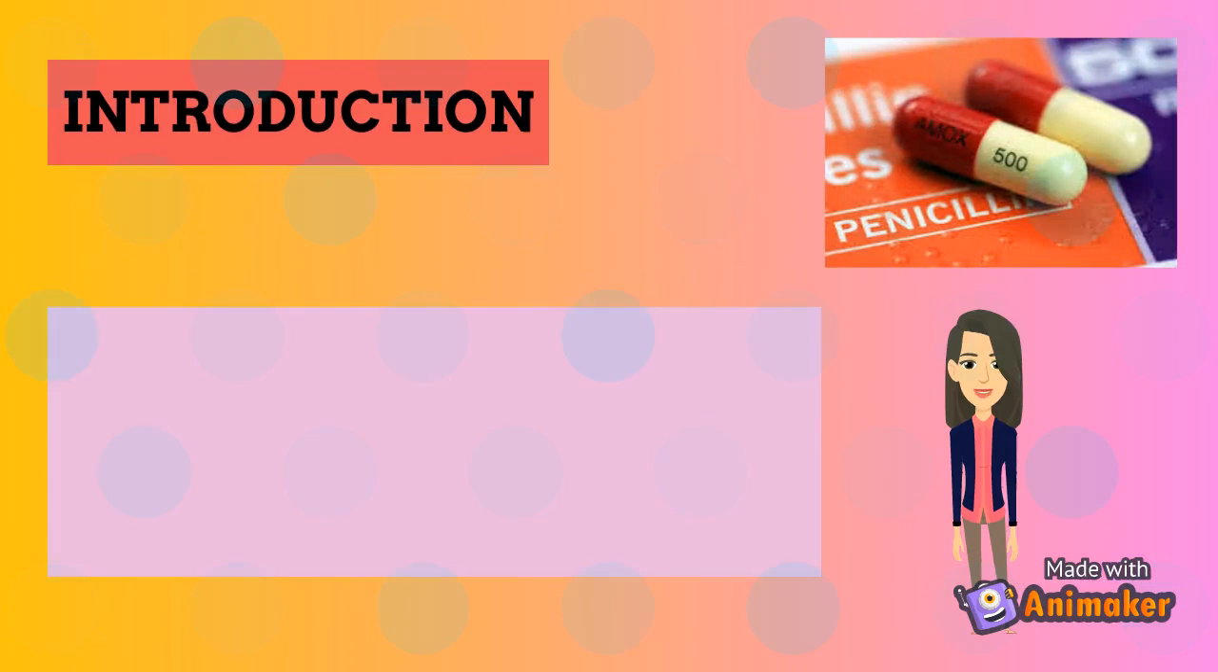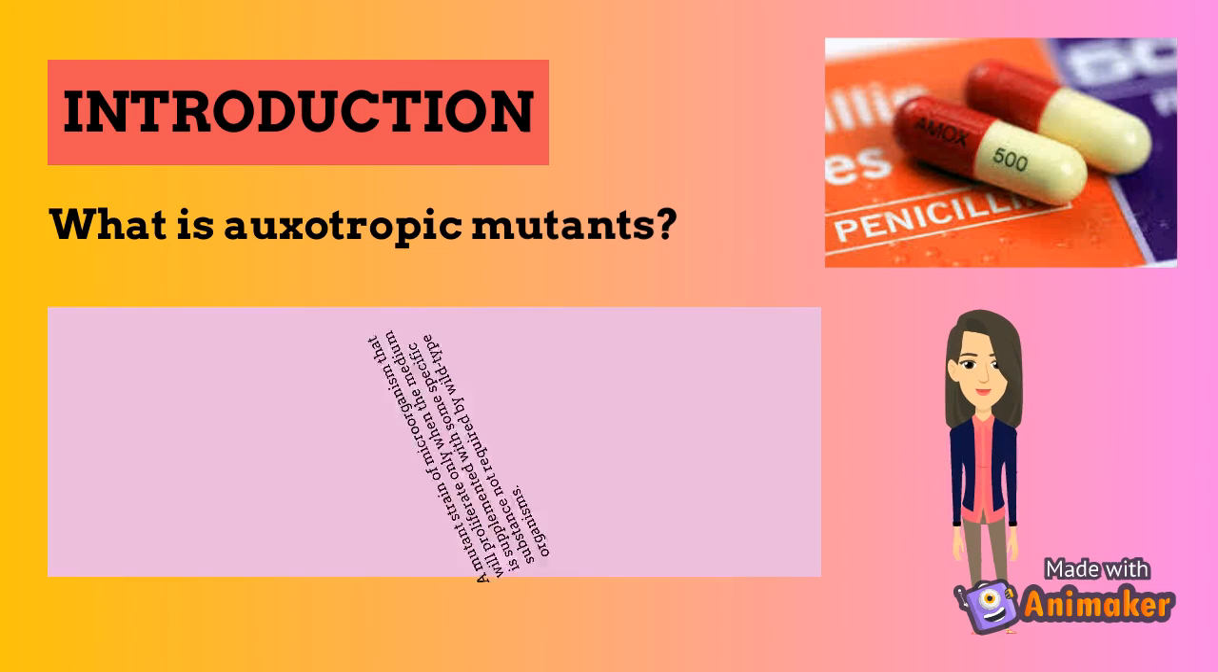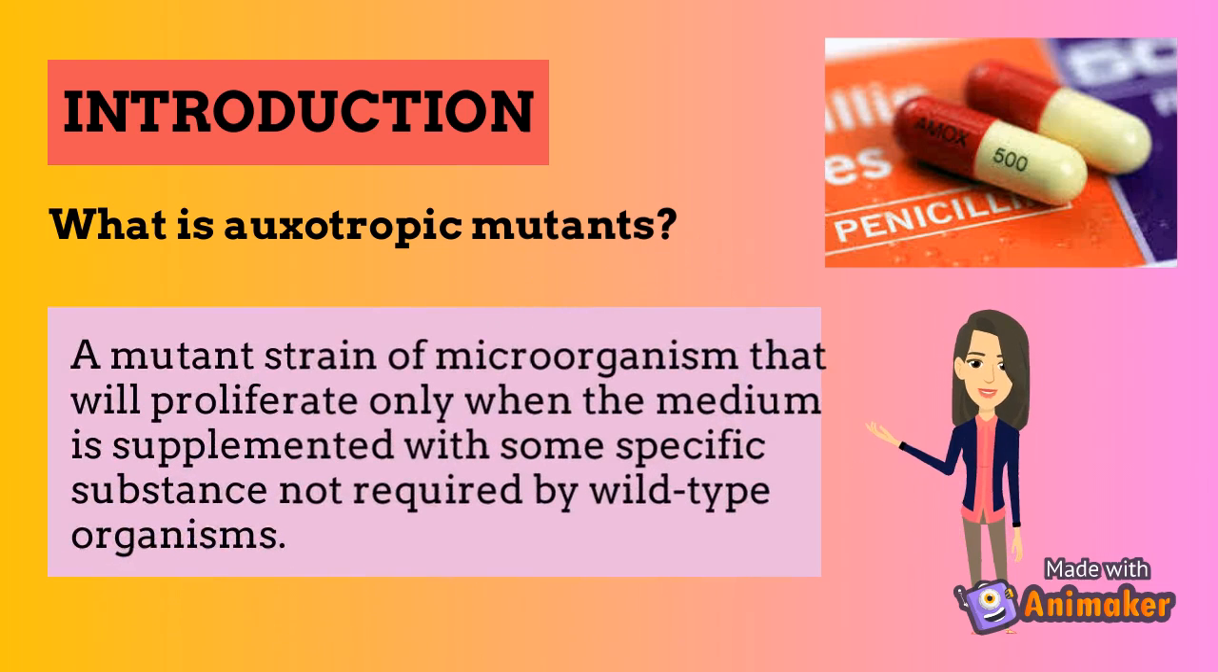From the topic, let's go to the introduction part by introducing what auxotrophic mutants are. Auxotrophic mutants are mutant strains of microorganisms that will proliferate only when the medium or nutrient is supplied with some specific substance that is not required by the wild-type organism.